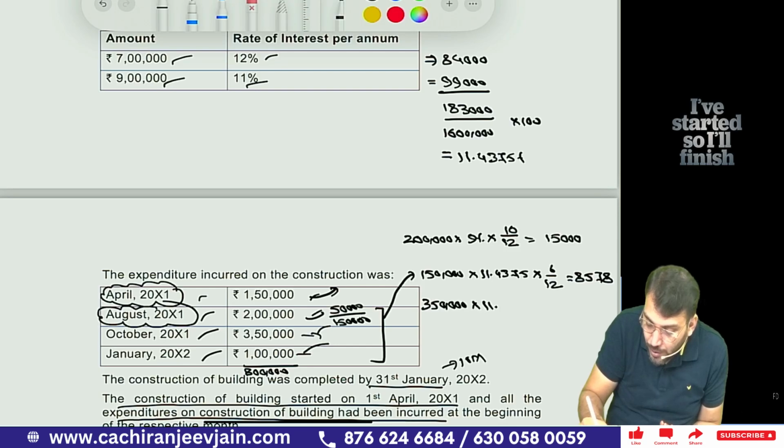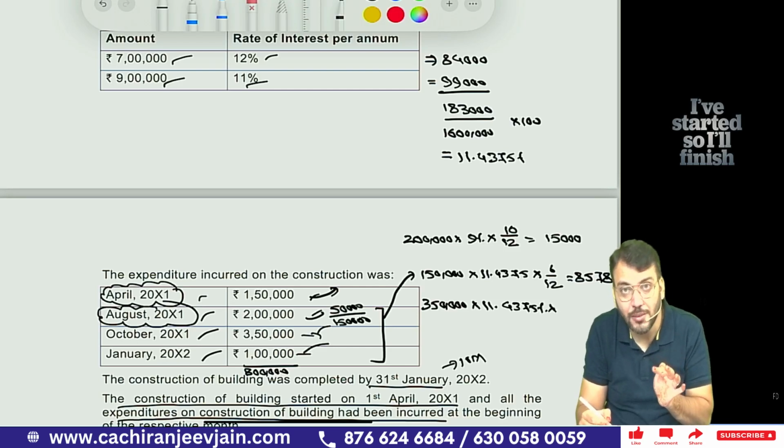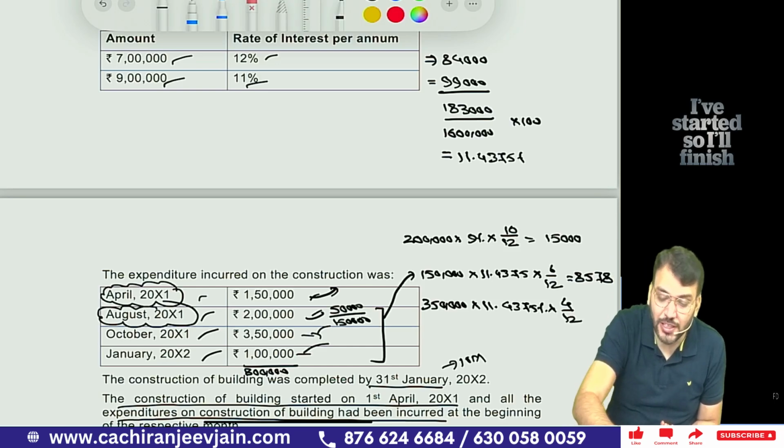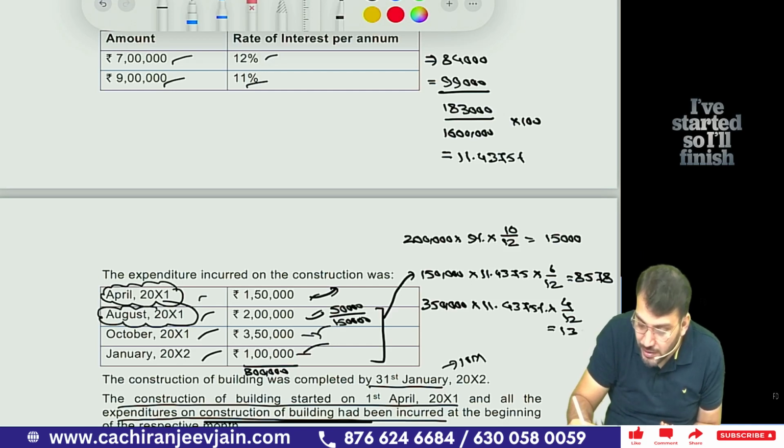Okay. Then 3,50,000 into 11.4375%. So it is October: October, November, December, January. 4 by 12. It will be 4 by 12. It is coming how much? 3,50,000 into 11.4375% into 4 divided by 12. It is coming 13,343. So 13,344 you can say.